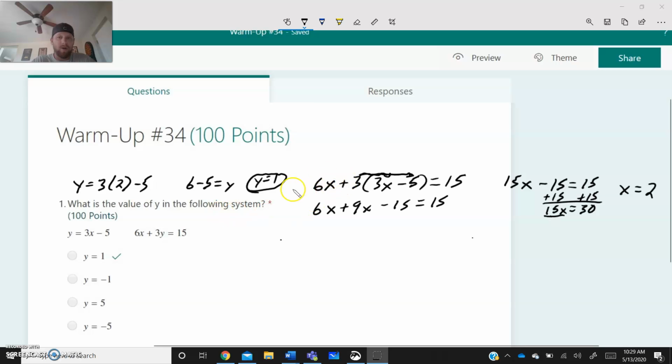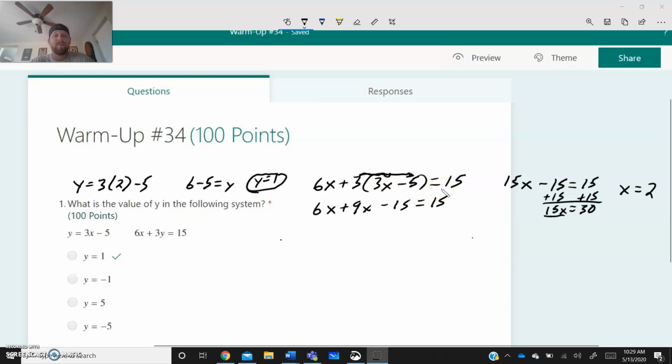All I did, so I started over here, and all I did was y equals this. That's what it tells me. So in this system, I can take out my y and replace it with 3x minus 5. So if you look over here, I rewrote this equation, the exact same thing, 6x plus 3, but instead of a y, I wrote 3x minus 5. So instead of y, there's 3x minus 5, and then equals 15.